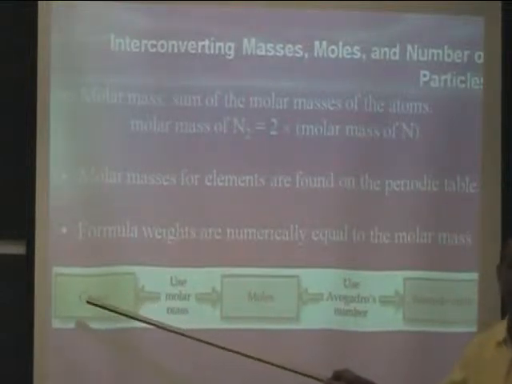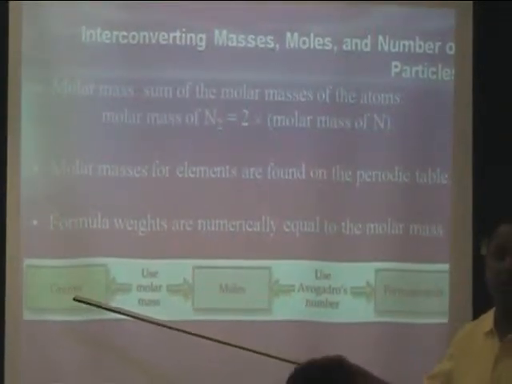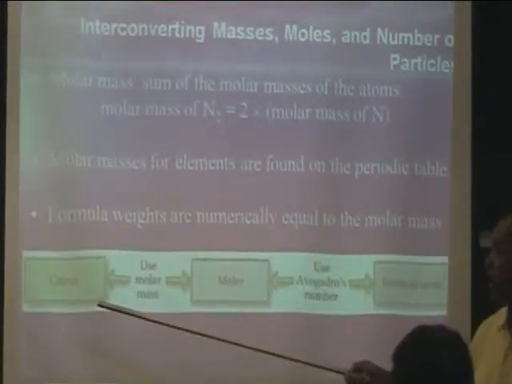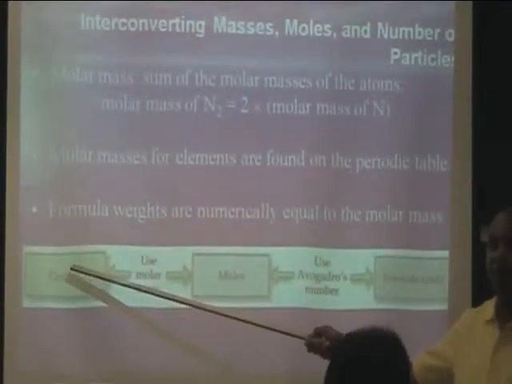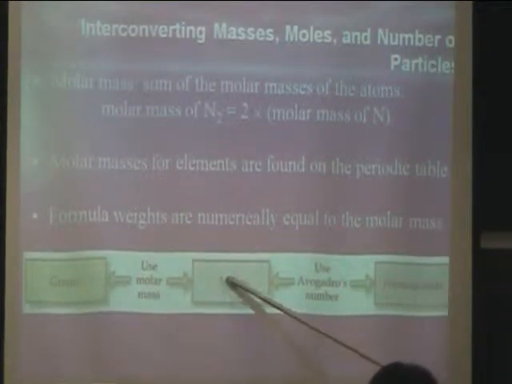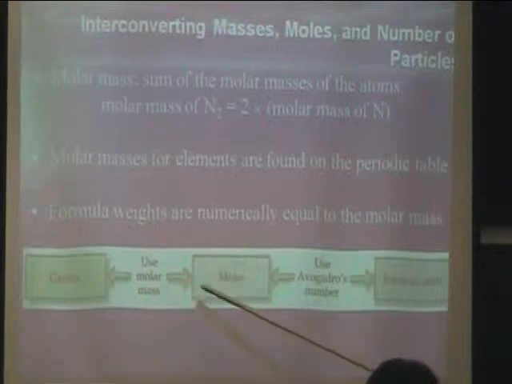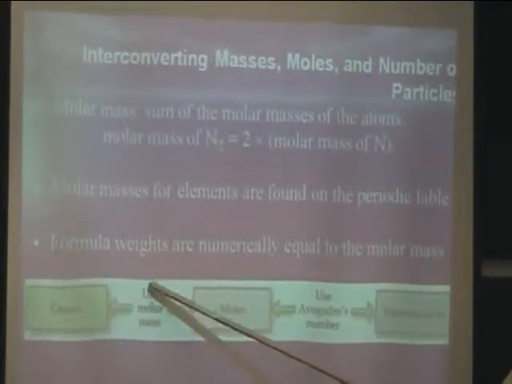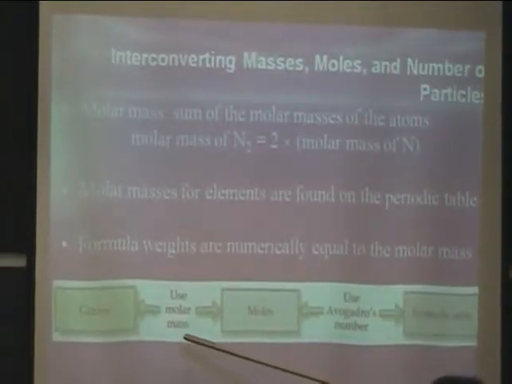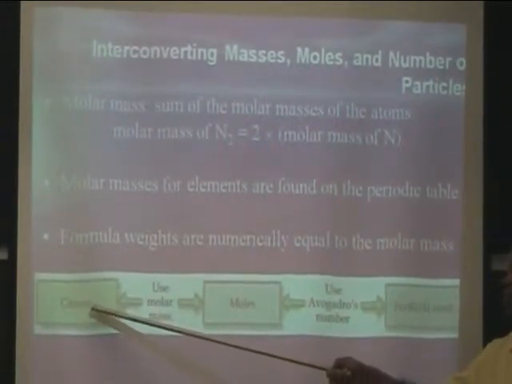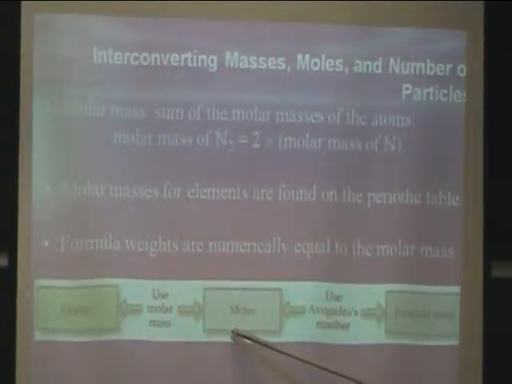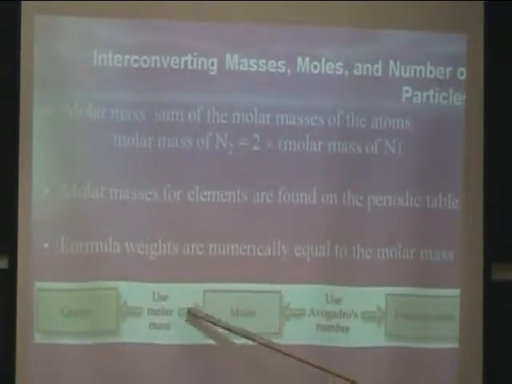Sometimes you'd be given the amount in grams. Okay, 90 grams of sodium carbonate we have, and we want to bring 90 grams of sodium carbonate into moles of sodium carbonate. We can't guess. How do we do that? We're going to use the molar mass as a conversion factor. If I want to bring 90 grams of sodium carbonate to X moles of sodium carbonate, what do I do? I have to find what?